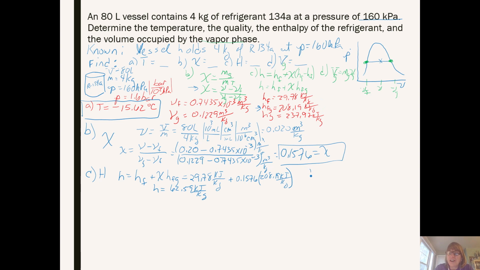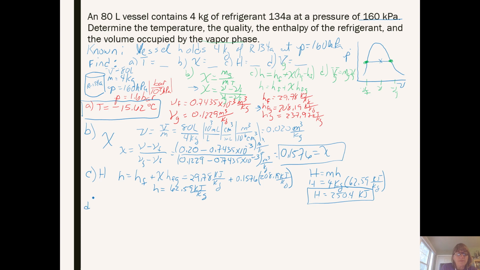And then to find our enthalpy, enthalpy is going to be the mass times our specific enthalpy to get just in kilojoules. So if we put our values in here, our value 4 times that comes out to be 250.4 kilojoules. So that's our answer for C.